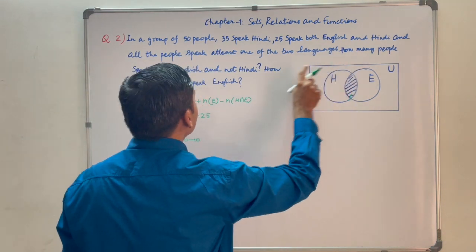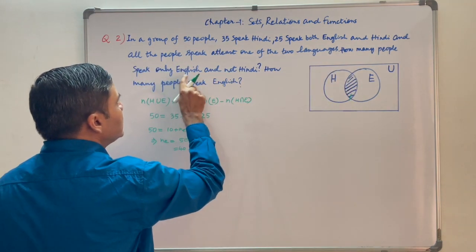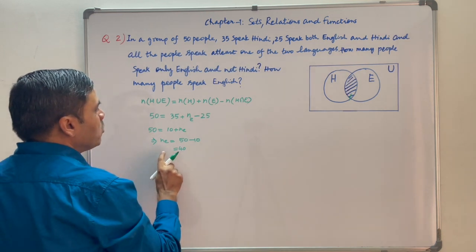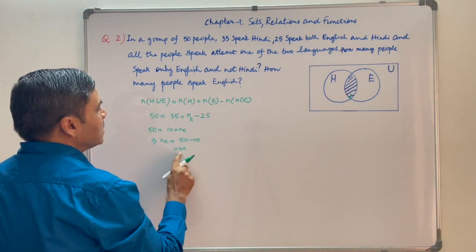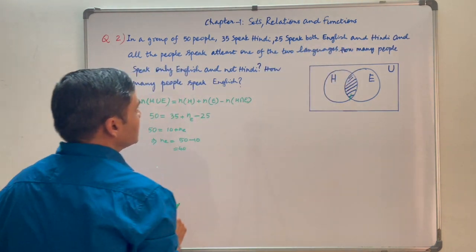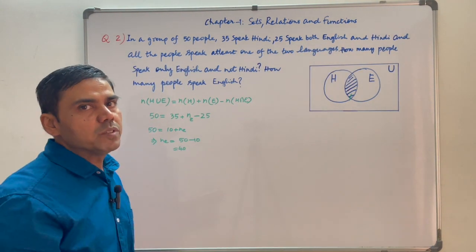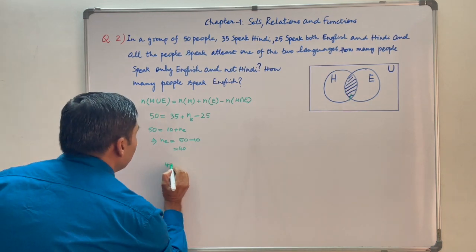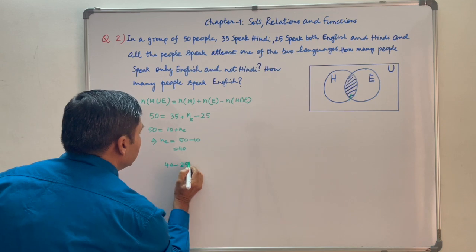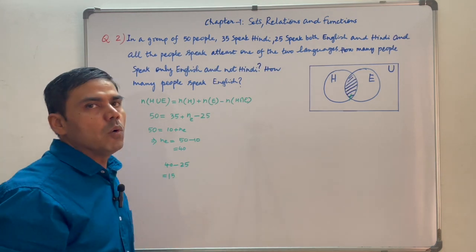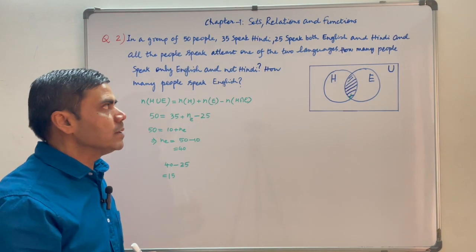First part is how many people speak only English and not Hindi. So we have figured out how many people speak English, that is 40, and 25 people speak both the languages, means number of people who speak only English, not Hindi, will be 40 minus 25, that is equal to 15. So 15 people speak only English, not Hindi.